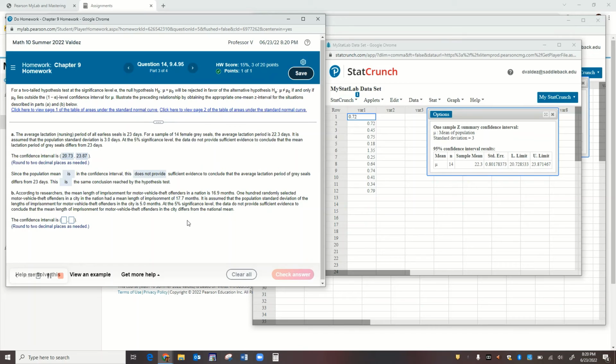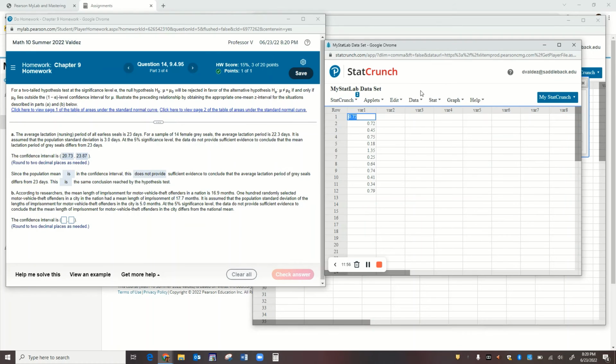At the 5% significance level, the data do not provide sufficient evidence to conclude that the mean length of imprisonment in the city differs from the national mean. So they already told us we're going to fail to reject the null. So take a guess right now. Will mu lie within the confidence interval? Yes or no?